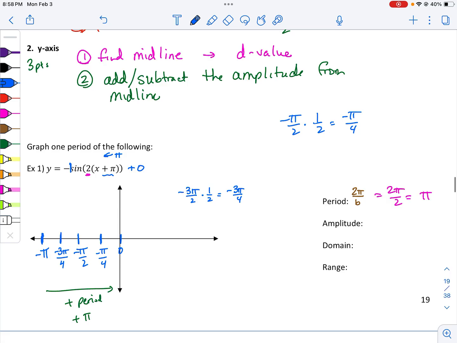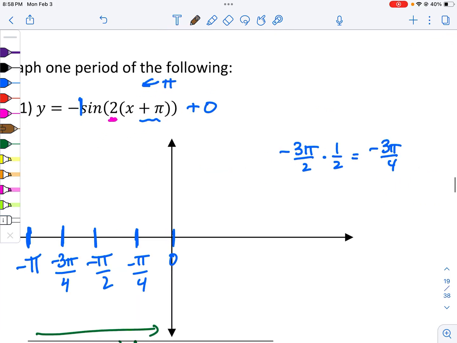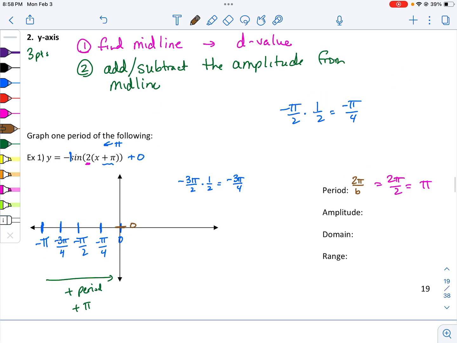All right, so to find our y values, the first thing we need to do is find our midline. And our midline has to do everything with that vertical shift. Well, right now there's no vertical shift. So my midline on the y-axis is going to be 0. All right, my amplitude, that's my vertical stretch. The amplitude always has to be positive, and it's going to be the number in front here. In this case, there is a 1 there, so my amplitude is 1, right?